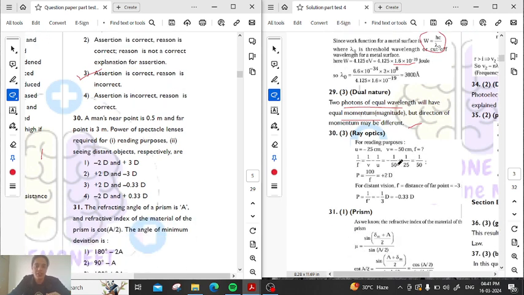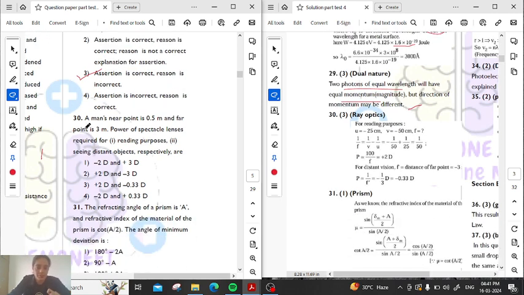Now let's move to the 30th question, which is a man's near point is 0.5 meter, far point is 3 meters. Chapter kaun sa hai, optics mein se aaya. Theek hai. Power of spectacle lens required for reading purpose. Now suppose you have some shop, aapke paas eye shop hai, and a man comes and uska near point 0.5 hai, far point 3 meters hai. Now what should you recommend, what should be the power of the lens that he uses for reading purposes and for seeing the distant objects also.